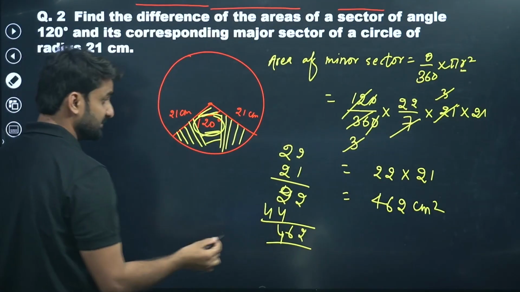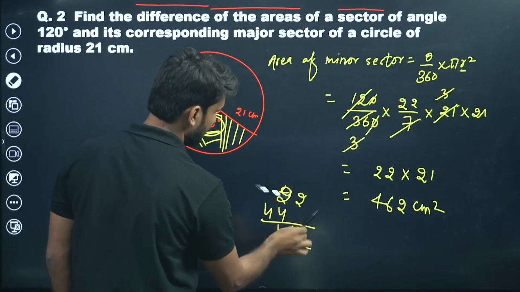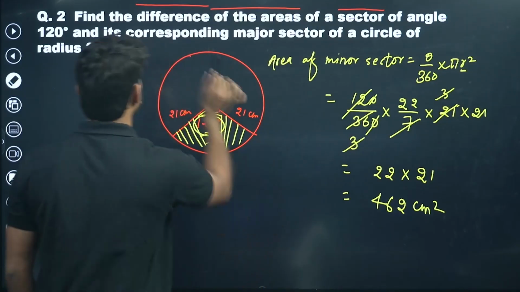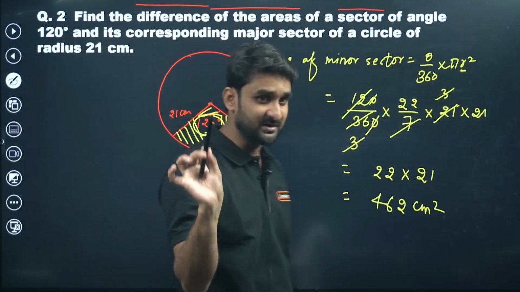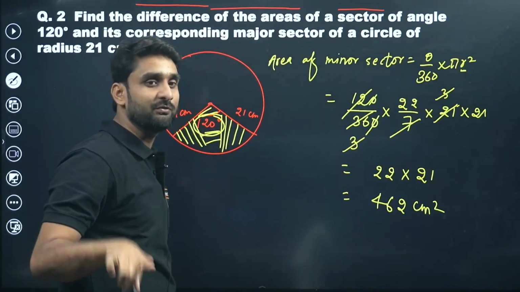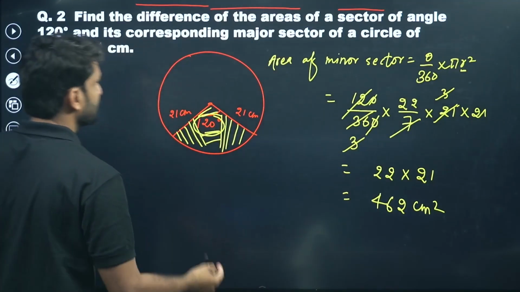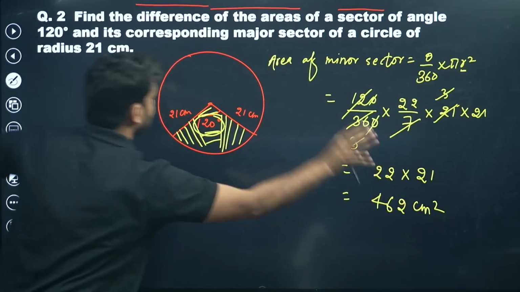This is not the answer. We just calculated the area of minor sector only. The question is saying difference. So we need to calculate the area of major sector as well. And then after we have to find out the difference in both, right? So this is the area of minor sector, 462 centimeter square.